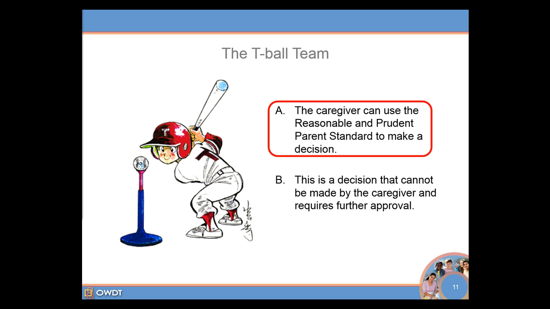The answer is A. While playing sports has risks, if it's developmentally appropriate, it's within the standard of decision making for the extracurricular activities. The foster parent could have a discussion with the mother about the team and invite her to attend practices or games if appropriate.